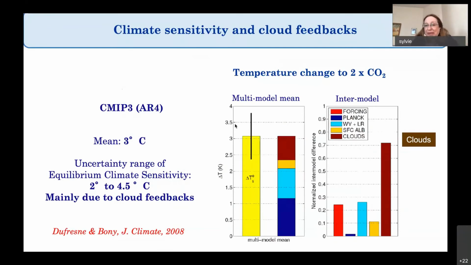We know now better that the main problems come from low-level clouds in the shortwave that need to be improved. And there is still work ongoing, and we hope that CMIP6 should improve. Still, there has been some work to try to better represent those low-level clouds.